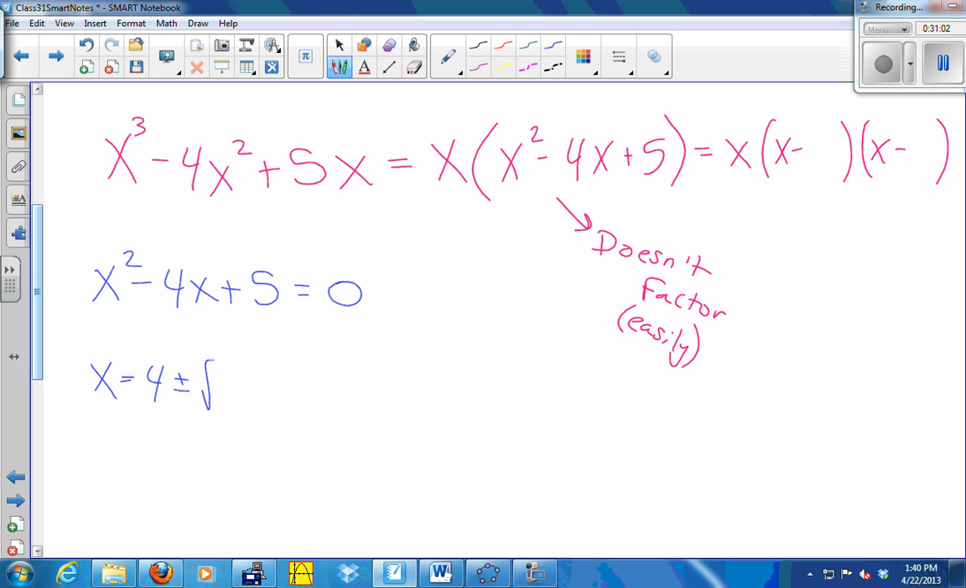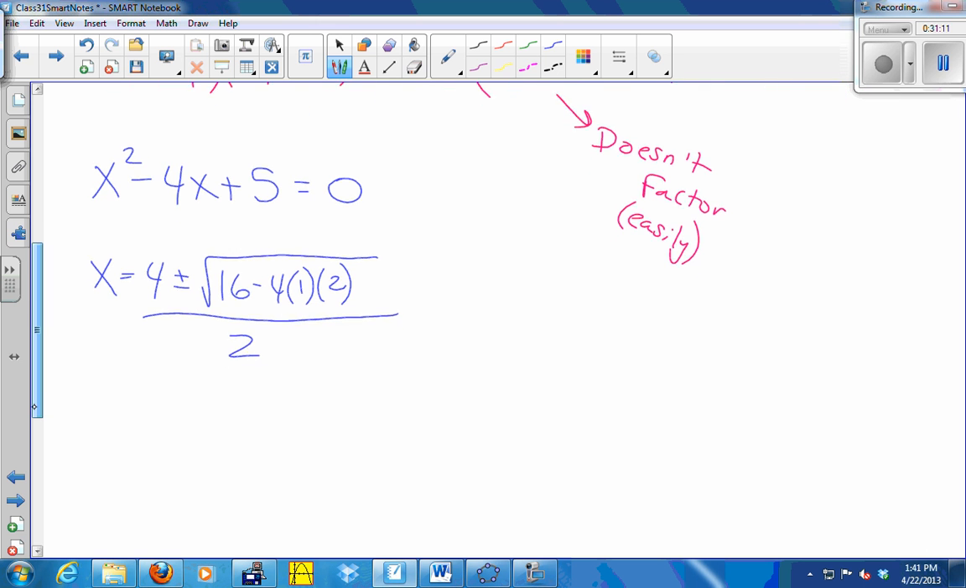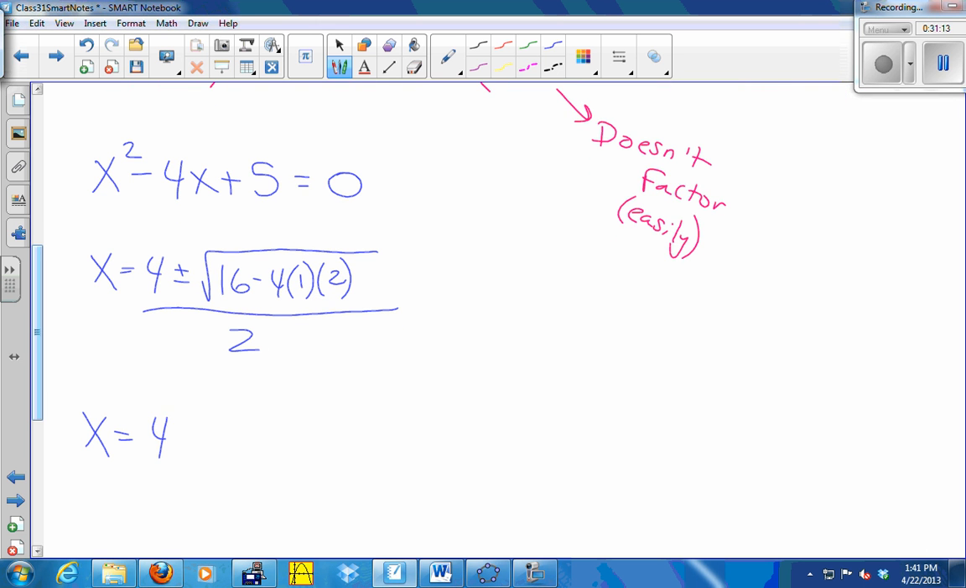Negative b plus or minus the square root of b squared minus 4 times a times c, all over 2a. And I get x equals 4 plus or minus the square root of 16 minus 8, which is 8, over 2. Yes. Thank you. That makes a difference.